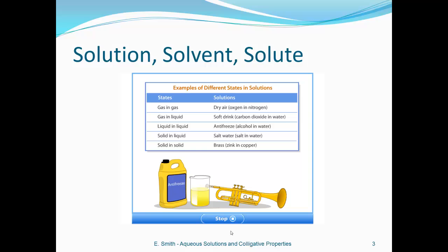This table shows examples of other combinations of solutes and solvents. In each case, the substance with greater volume is designated the solvent. So again, the substance that has the greatest volume is considered the solvent. The other thing I want to point out is that it doesn't always have to be a solid put in with a liquid. It can be gas and gas, gas and liquid, liquid and liquid, we could go on forever. But the idea is that it's a solution: two different substances that are physically combined.